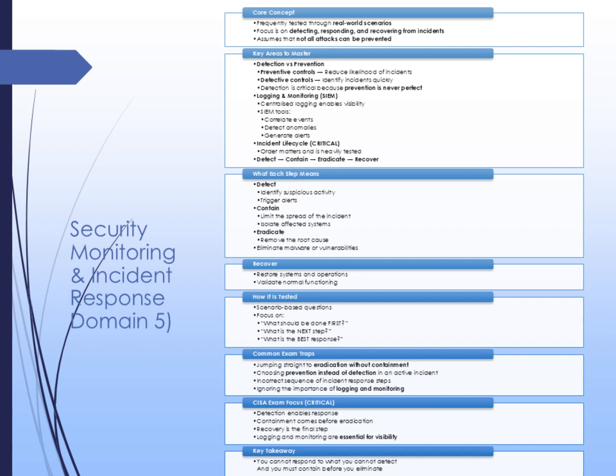Another extremely important area is the incident response lifecycle, and the sequence of steps is heavily tested in the exam. The correct order matters. The first step is detection, identifying suspicious activity and recognizing that an incident may be occurring. Next comes containment, where the goal is to limit the spread of the incident and isolate affected systems to reduce damage. After containment comes eradication, which focuses on removing the root cause of the incident, such as malware, compromised accounts, or vulnerabilities. The final stage is recovery, where systems and business operations are restored and normal functioning is validated.